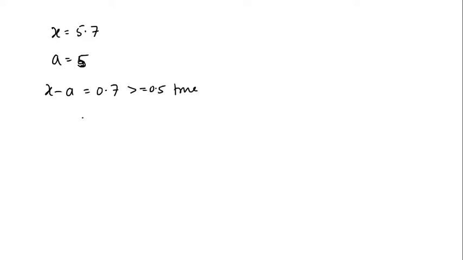So for example, suppose the value of x is 5.7. The value of a that you get directly is 5. It is by truncation, which I already told you. Okay. Now what is x minus a? It is 0.7. Is it greater than or equal to 0.5? The answer is true. And hence your a will become 5 plus 1, 6. And that's the rounded value.